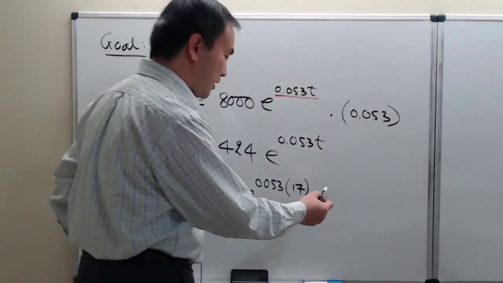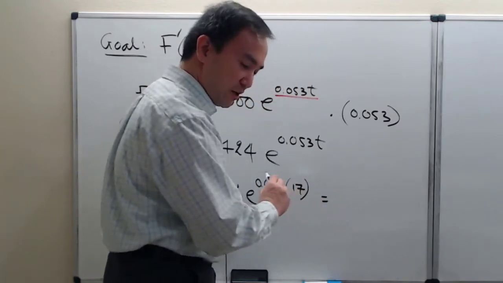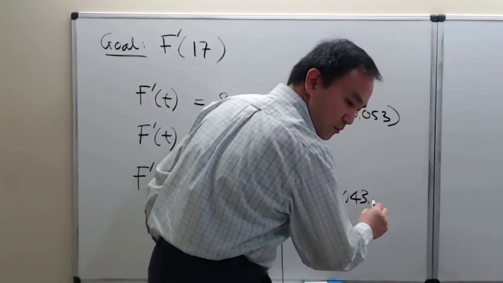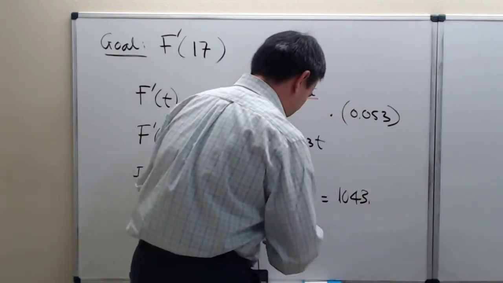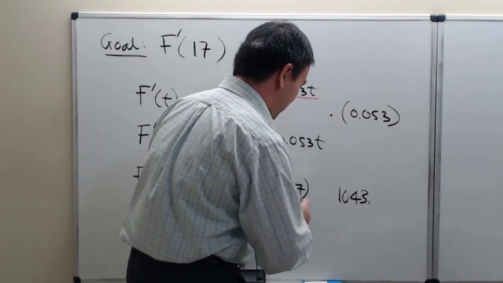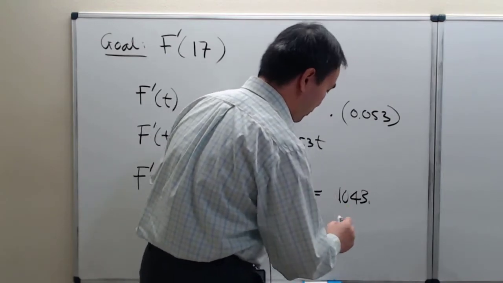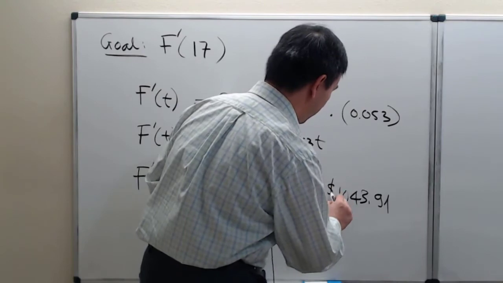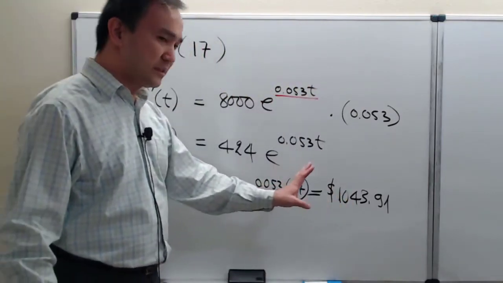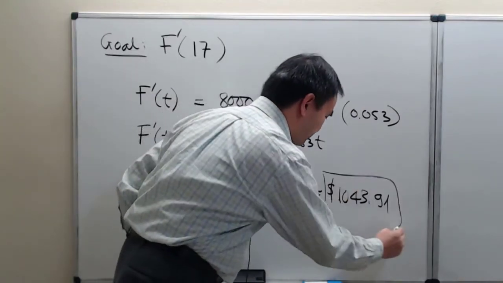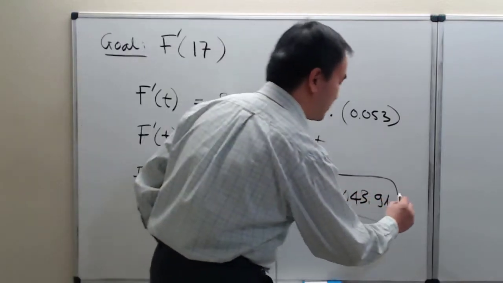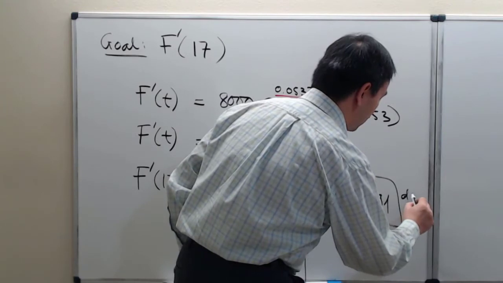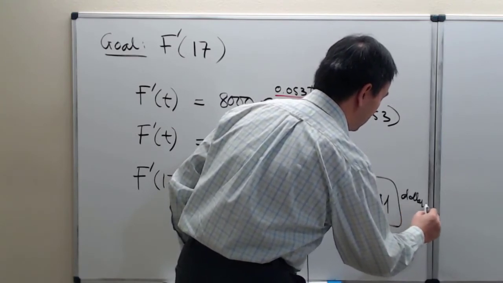According to my calculation, I'm looking at 1043, and without me telling you, everybody should know that we go with 2 decimals. So 0.91 here, and that's dollars. So what is the meaning of this value? That's our value right there, but we're earning dollars per year.